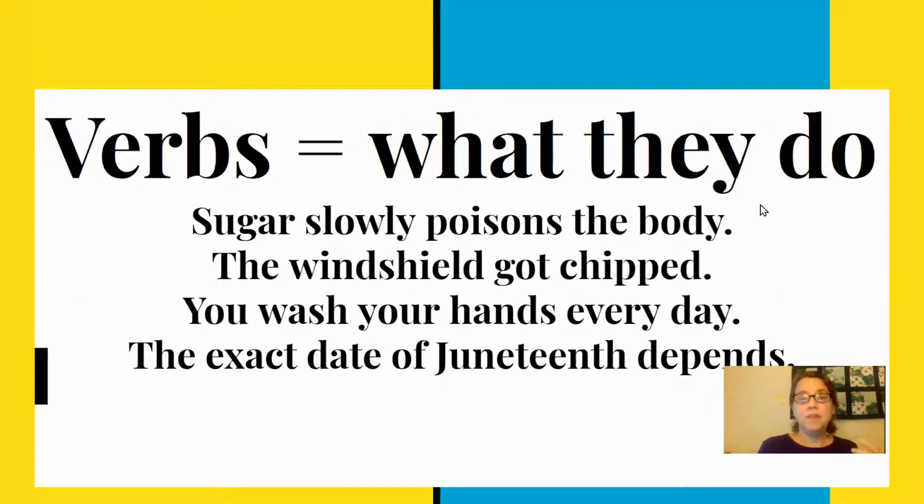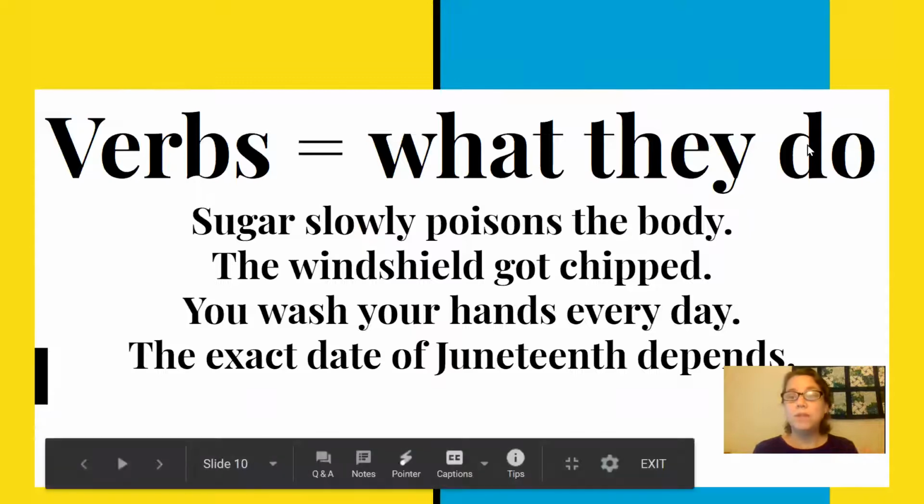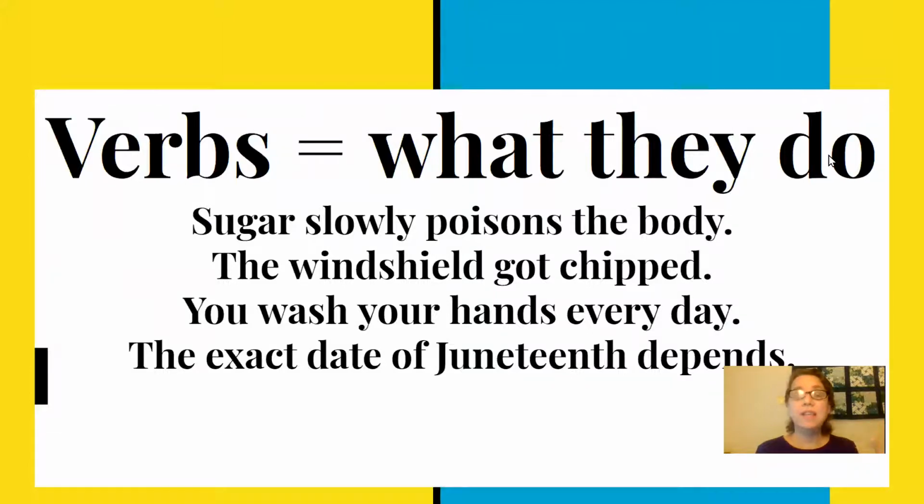Verbs, what do they do? They do. Do is the verb. Anything that's the same as do is a verb. Sugar slowly poisons the body. What does sugar do? It poisons the body. That's what sugar does, right? Poison. Poison is bad. The windshield got chipped. What did the windshield do? It got chipped. Got is the verb. You wash your hands every day. What do you do? You wash, right? You see what I mean about do?